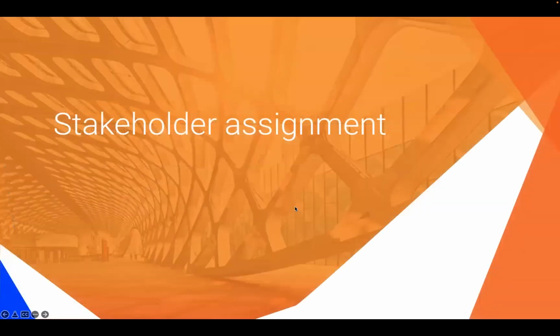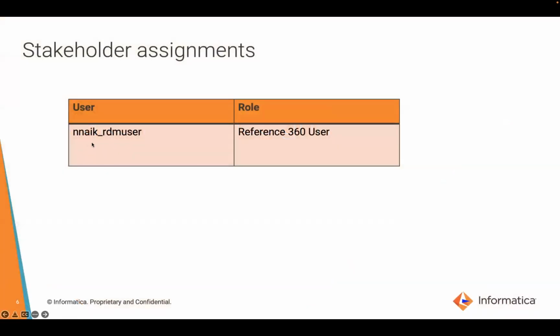Now coming on to the stakeholder assignment. If you have gone through session 2, in which I talked about the out of the box roles that are available with Reference 360, we also have a more granular level of access or privileges that we can assign to our users. Today I'm going to give you an example and show how we can restrict a user from accessing everything that is available on Reference 360. For that, I'm going to use this n_RDM user, which just has the Reference 360 user role assigned to it.